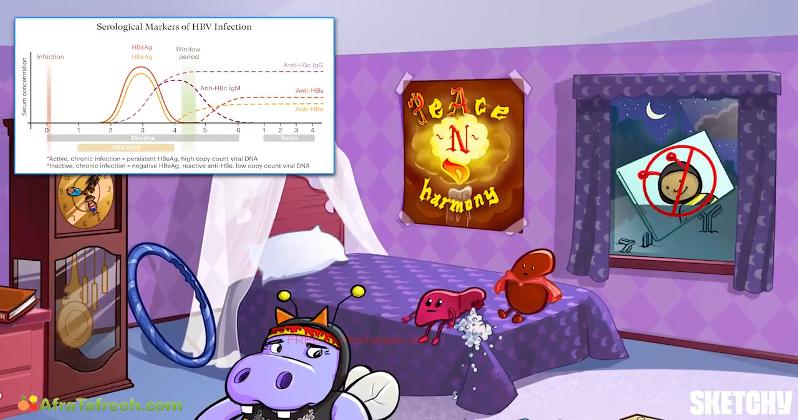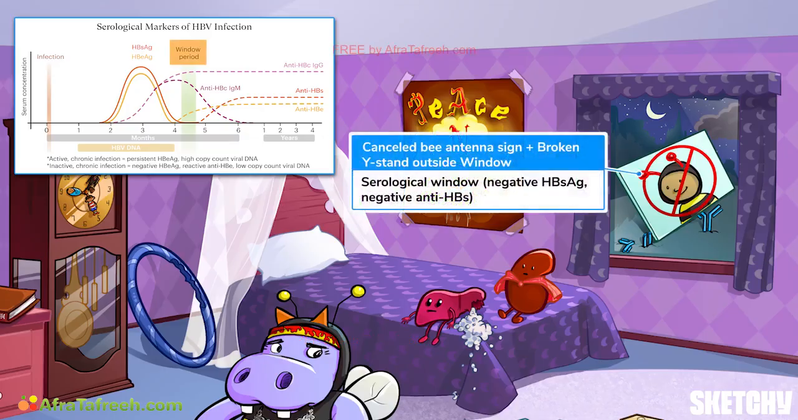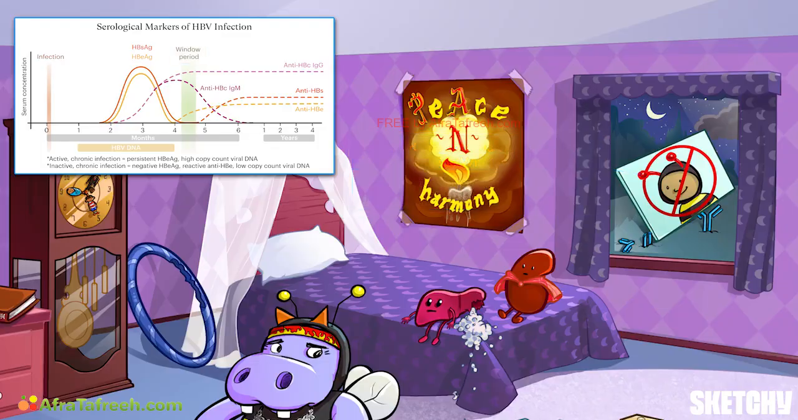There's actually a window of time where you'll see the disappearance of surface antigen without the presence of anti-HBs antibody. This is called the serologic window. To help you extra remember this highly tested concept, take a look at the sign outside our hippo's window, which features a canceled out B antenna, because there is no detectable surface antigen. But also notice that the Y stick stand is broken because we also have no detectable surface antibody in the serologic window.